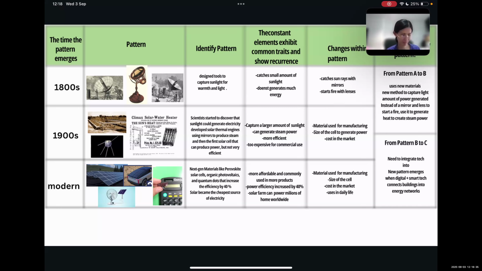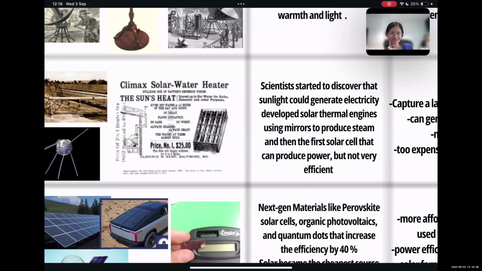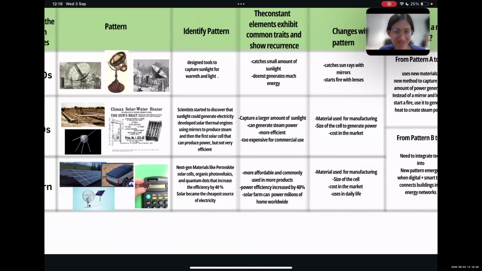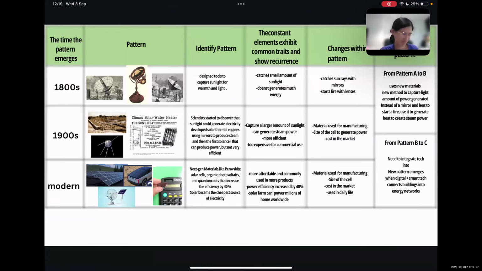And then in the 1900s, the scientists started to create a water heater that was powered by solar energy. Yeah, it's better, but it's not enough to power stuff. Still the same method, capturing the sunlight and transferring it into thermal, like steam power energy.